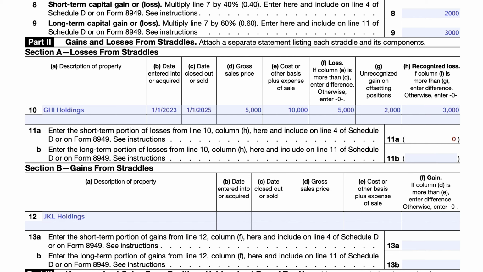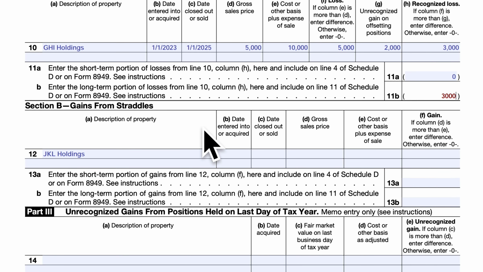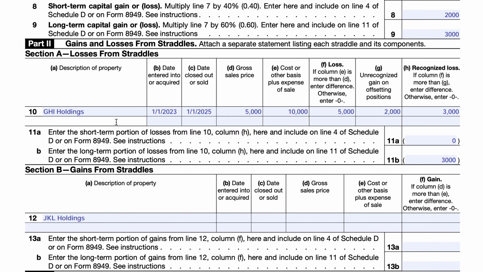So in this case, this would be 0, and then this would be the $3,000 loss. That would go on line 11 of Schedule D because this was a long-term transaction as evidenced here. So we're going to, now if we had, let's say we had a short-term loss.